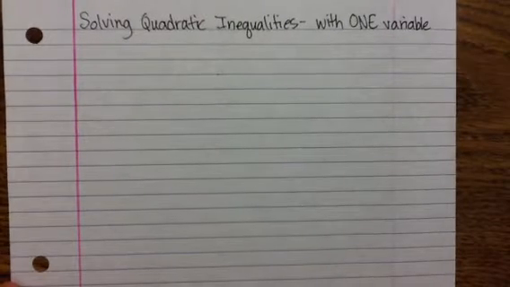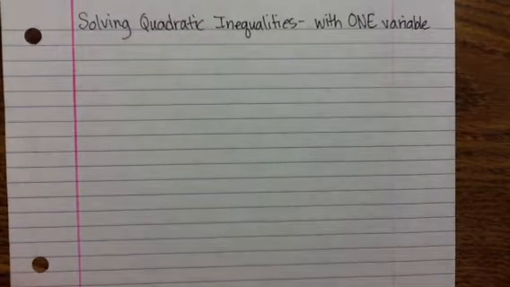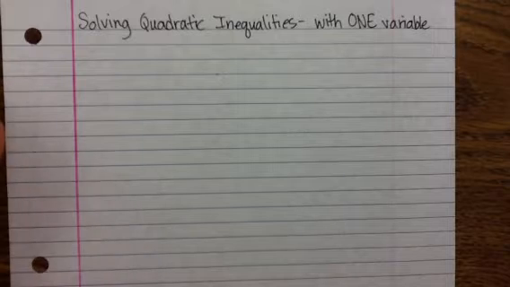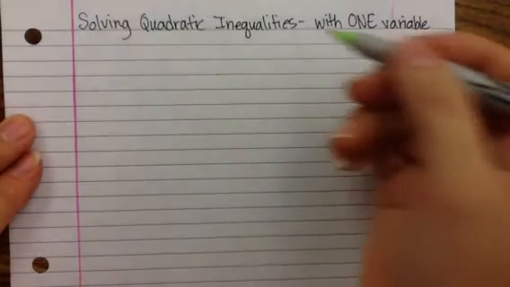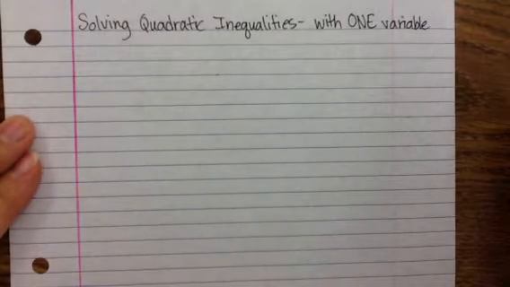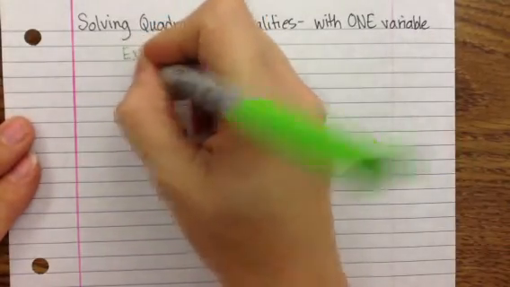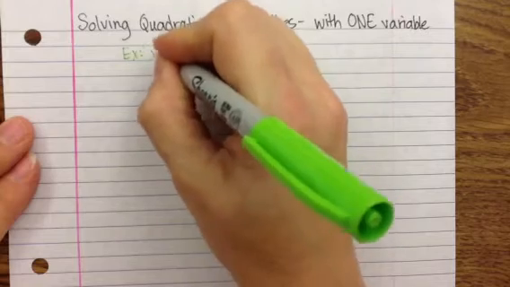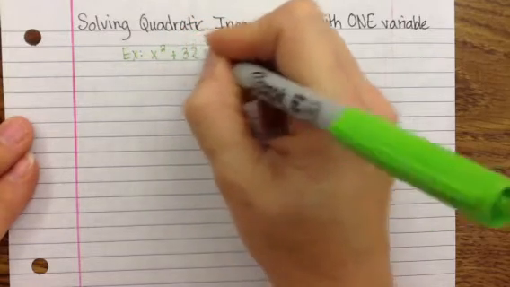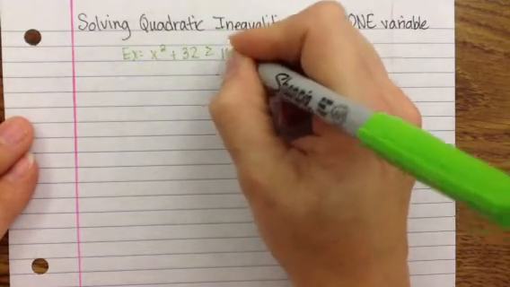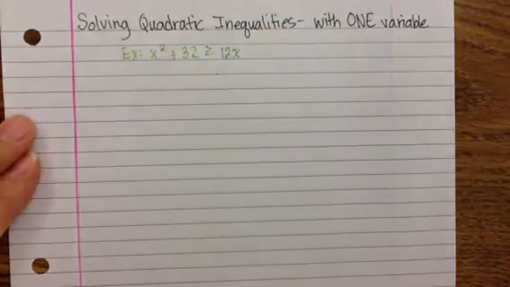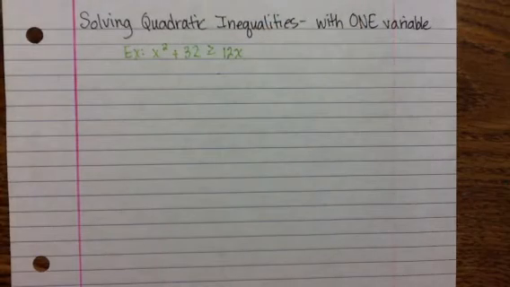What we're going to be working on now is solving quadratic inequalities with one variable. This is different from what we've been working with because we've been graphing with two variables. But let's look at what I mean. For example, the inequality x squared plus 32 is greater than or equal to 12x. Now that only has one variable, x's, instead of x's and y's, so the steps are going to be a little bit different.